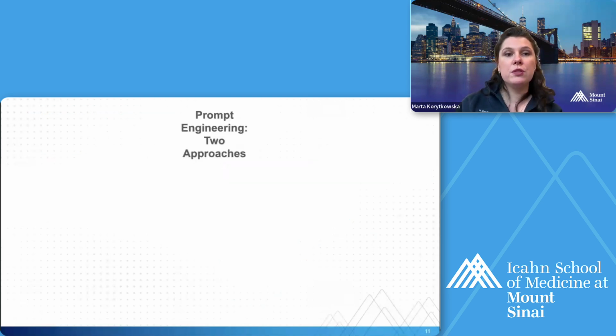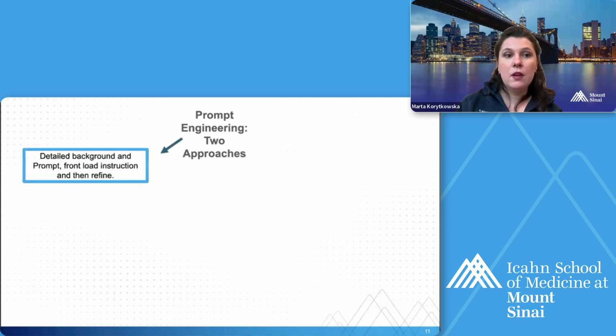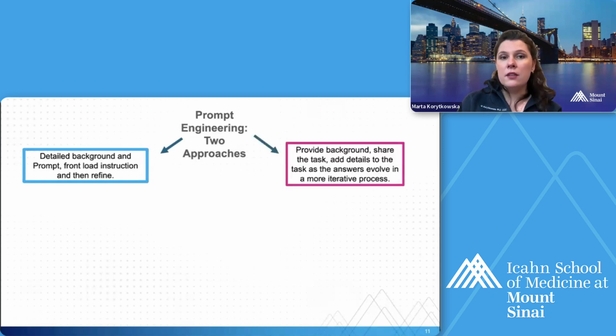There are two approaches to prompt engineering. The first is to provide all of your information up front. Think about this as front loading. Provide a detailed background for the prompt, front load instruction, and then refine as you go. The other is to provide some task background, share the task, but add details to the task as the answers evolve in a more iterative process.